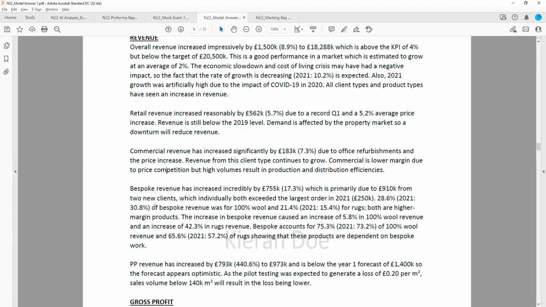And then we just do the same for each of them. You can see what we're doing every time. So like commercial, number up or down, with the reason. So office refurbishments, again, reason from the exam paper, a further insight point, and then a context point. So it's low margin due to price competition, but the higher volumes would result in production and distribution efficiency. So it might have a lower gross profit margin, but maybe when you get down to operating profit, that picks up a bit, that margin improves.